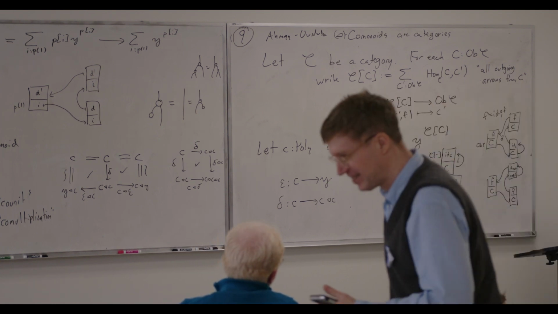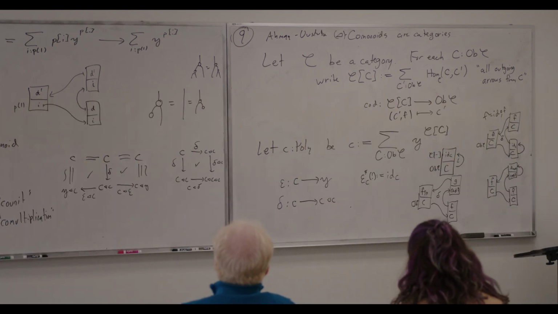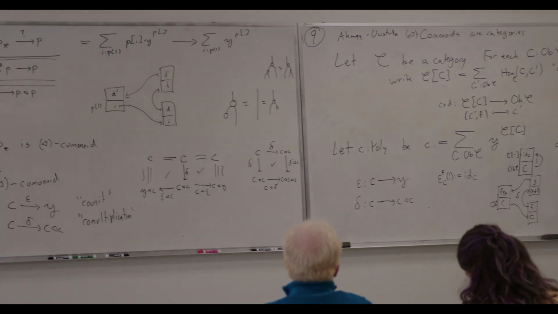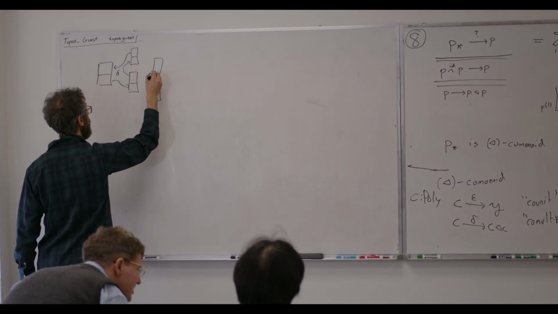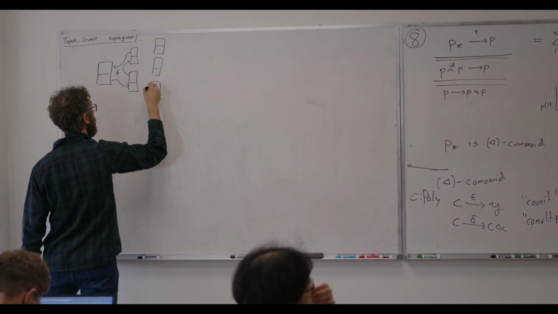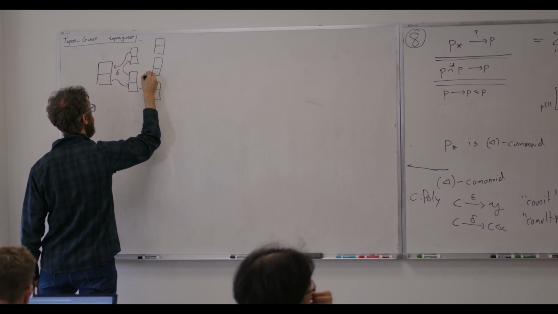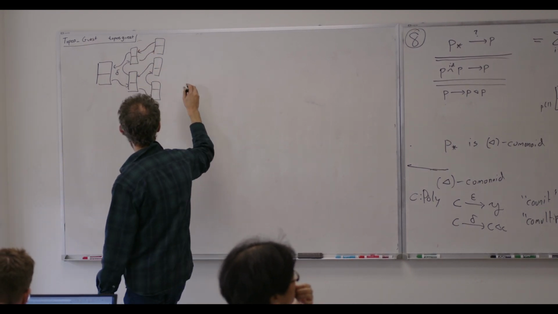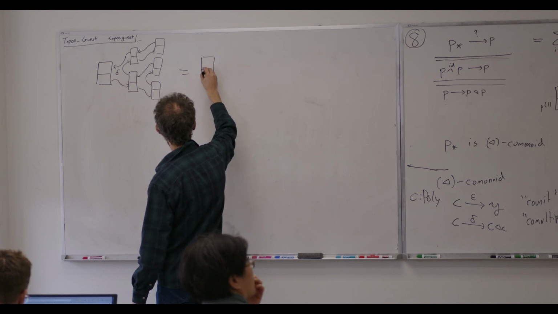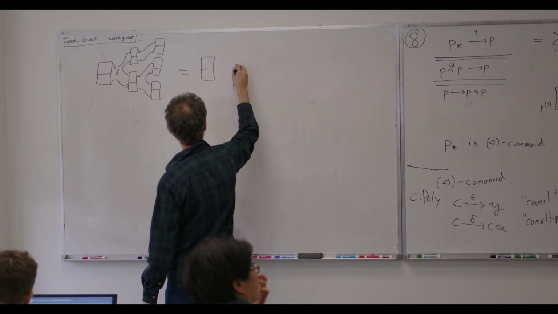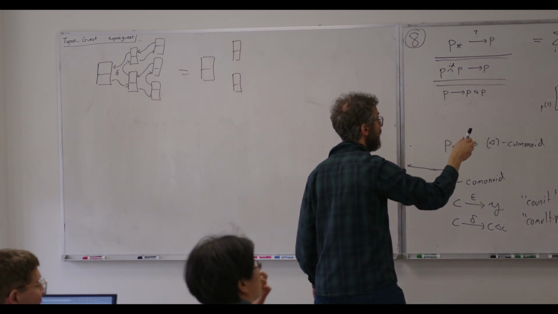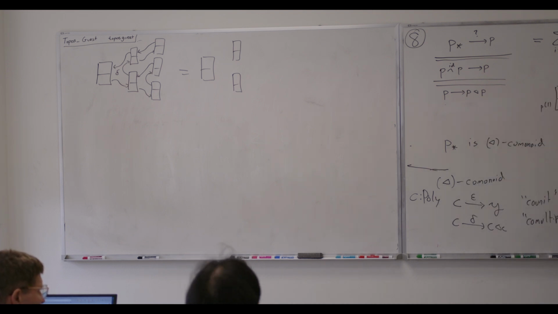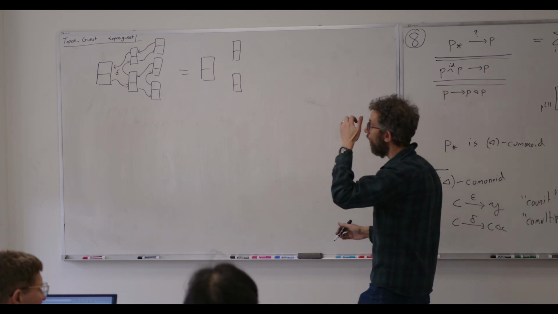Associativity says that if we run delta and then we run delta again on the bottom, it's the same thing as running delta. So I'm kind of reading this diagram here. It's just that circles, I hope it's clear.